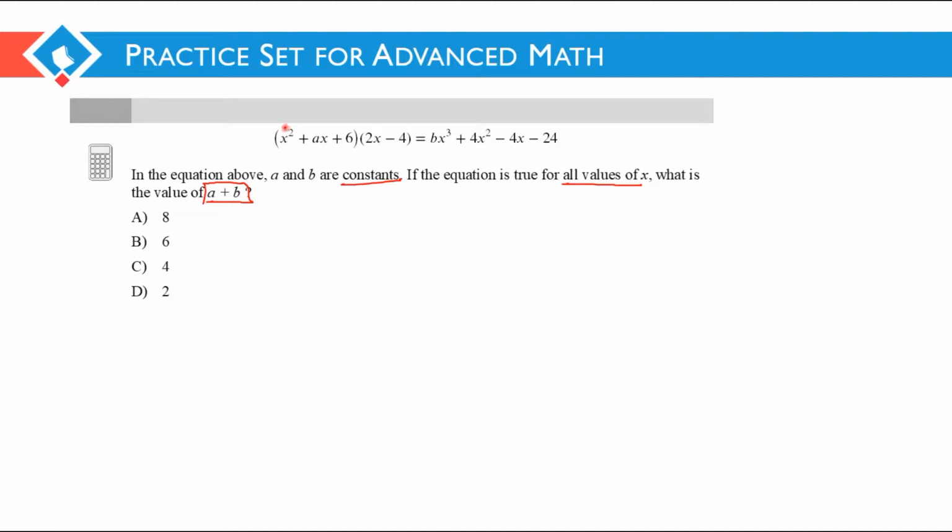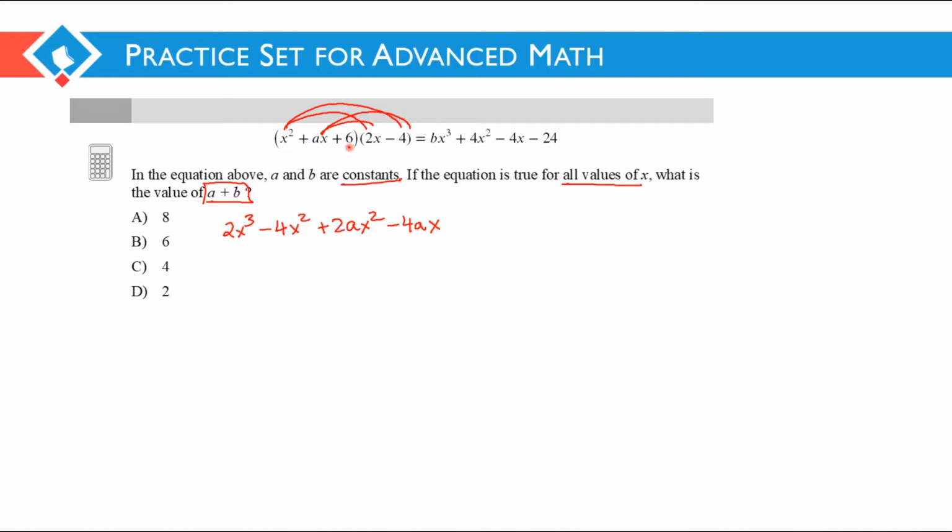So the first thing I'm going to do is multiply this x squared times this 2x. That's going to be 2x cubed. Then that x squared is going to be multiplied by this negative 4, so it'll be minus 4x squared. And we'll continue that same process. Then ax times 2x, so it'll be plus 2ax squared. Then that ax times the negative 4, so that makes it minus 4ax.